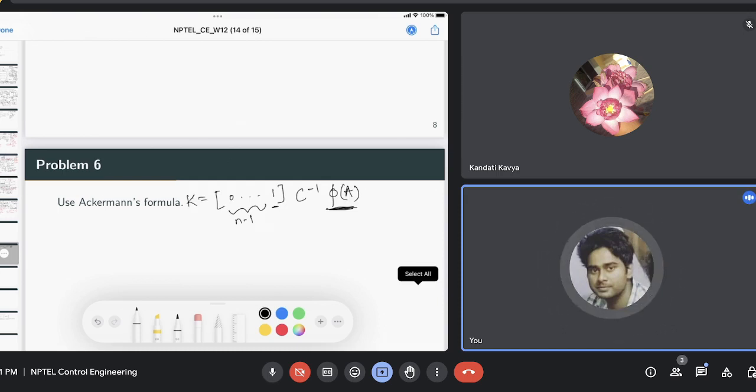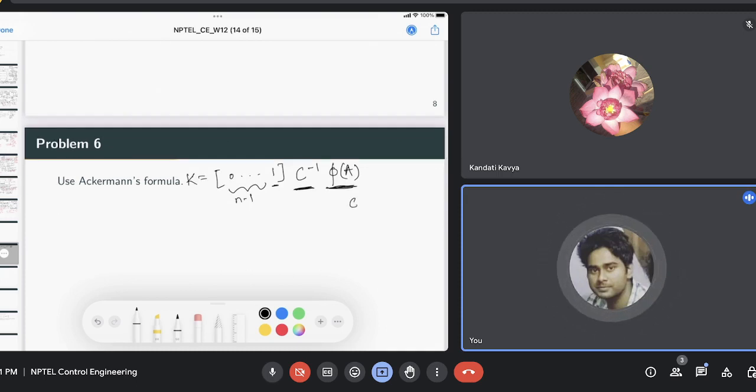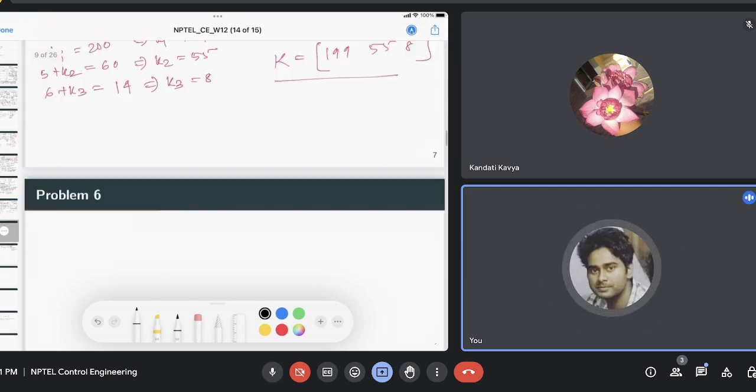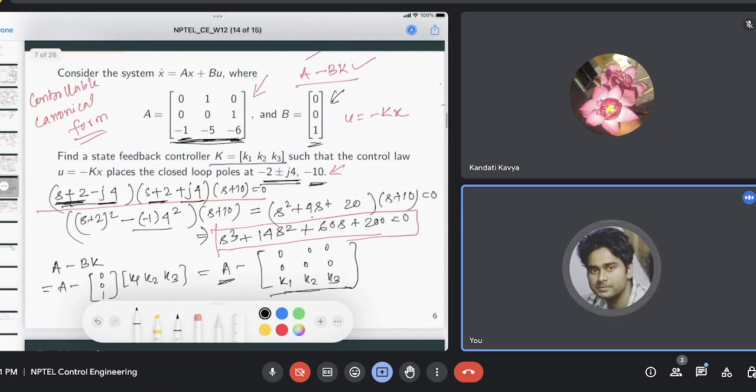You see that C needs to be invertible to use this formula. That means the determinant of C should not be equal to 0, or in other words the rank of C should be full, n. So it's only applicable for a fully controllable system. You have to remember that, because you need C inverse, the controllability matrix inverse. We'll use Ackermann's formula to solve exactly the same problem.